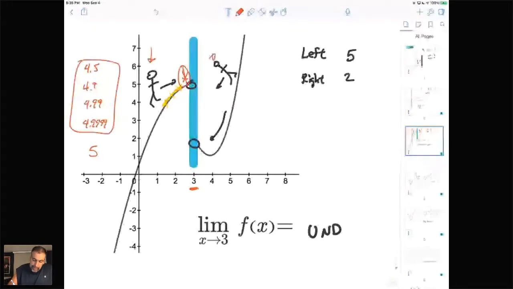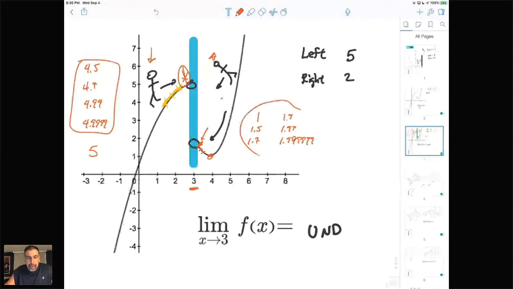On the other side, this person's doing the same thing. They're coming to 3 from the right side, and they're coming from just below this value, so they're going to pass the value of 1 right here. Then they're going to go maybe 1.5, then 1.7 as they keep moving closer and closer. Eventually 1.9, 1.99, and then something like 1.9999, and that's going to stop them just short of 3. Well, they've got to look at this data and guess, where do I think I'll be once I get to 3?